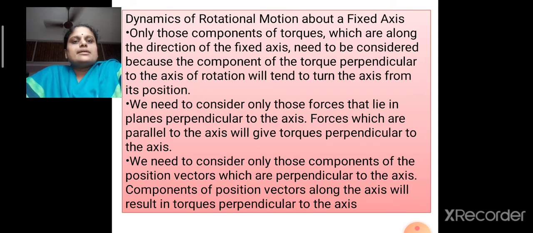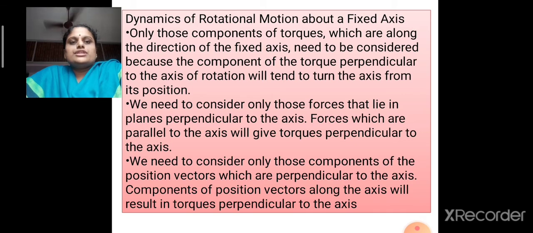Now let us study the dynamics of rotational motion about a fixed axis. In the case of a fixed axis, only those components of torques which are along the direction of the fixed axis need to be considered, because the component of torque perpendicular to the axis of rotation will tend to turn the axis from its position. It will not contribute to rotation.